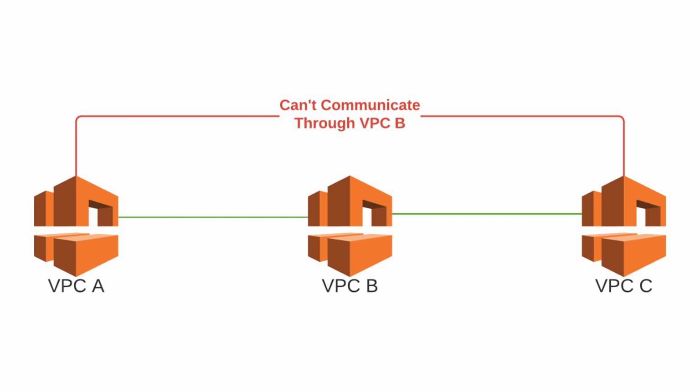So we hear this come up all the time. We see AWS Certified Solution Architect students understand that VPC peering isn't transitive because they've seen it on a practice test somewhere, but they don't know what that means. So that's exactly what it means.